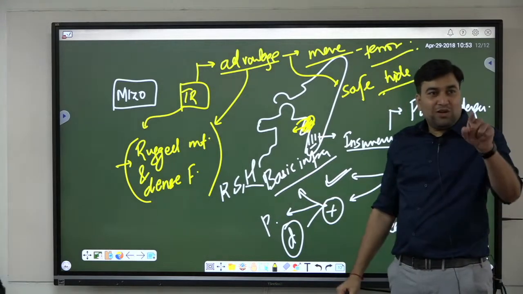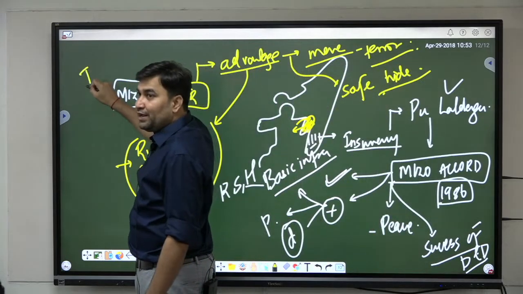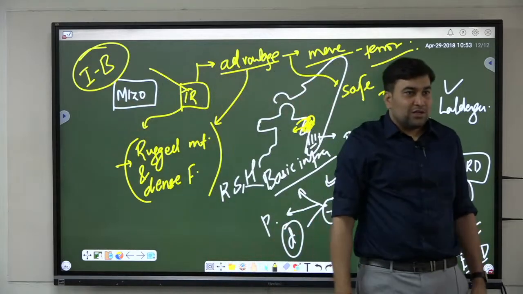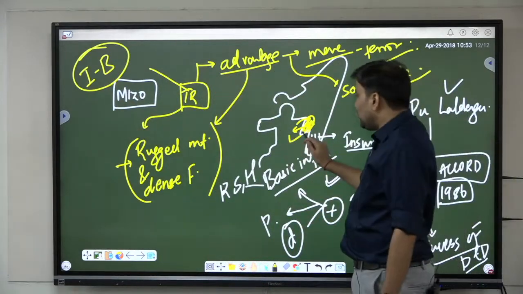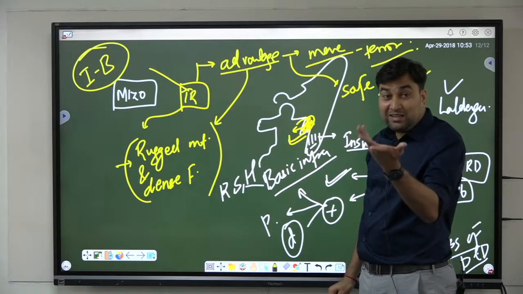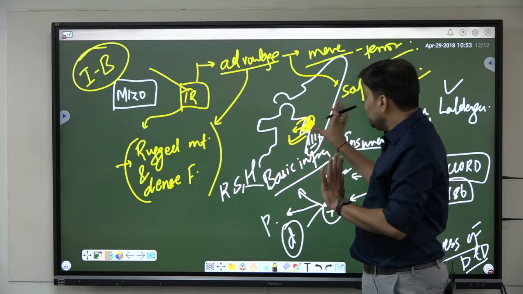Therefore, what is needed to contain this? Cooperation and collaboration between whom? India and Bangladesh. Why? Because Bangladesh should not allow its own soil as grounds for terrorism. Getting the idea? Is it clear? So this is the basic point.